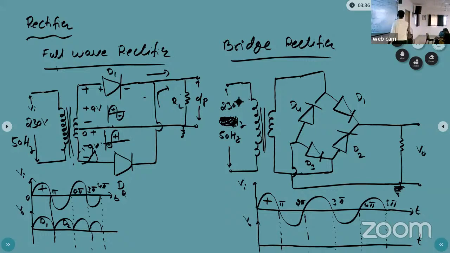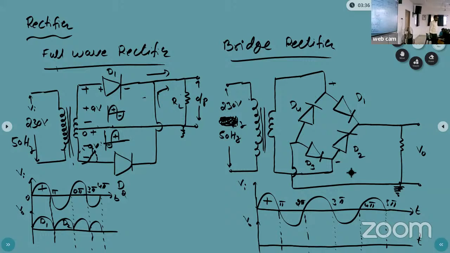Apply it here. Here we are applying positive and here negative. Two terminals, one is positive and the other one is negative. Now which diodes are in the on state and which diodes are reverse biased, that is the off state?